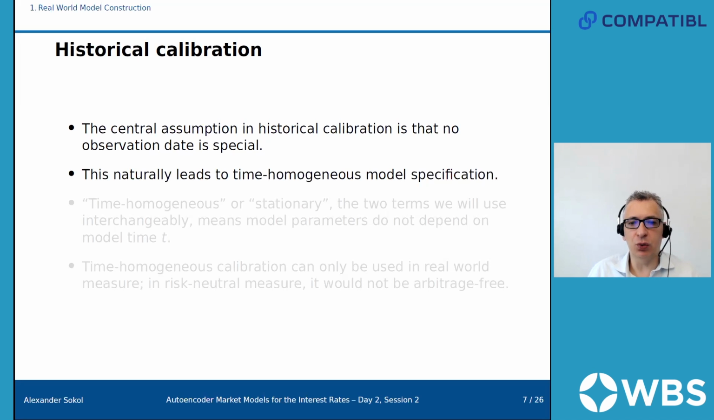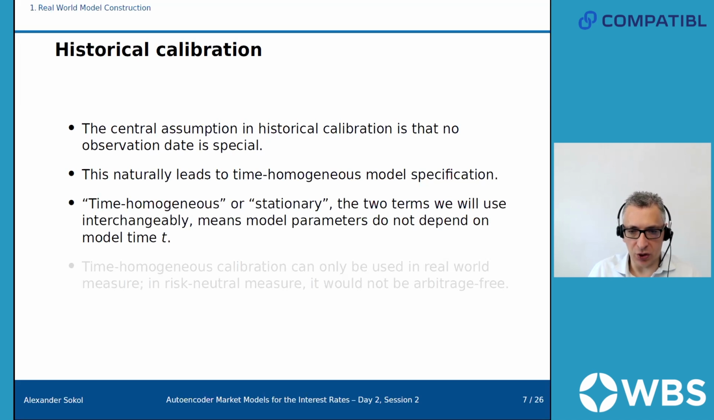And that naturally leads to time homogeneous model specification. So time homogeneous or stationary, the terms which I will use interchangeably, means that model parameters do not depend on model time t, right? So in the Hull-White model or the HJM model or any other model, in risk neutral measure, you need to fit the shape of the yield curve observed today, and you need to calibrate to the shape of the volatility surface or specific volatilities observed today. And there is a term structure to them, right?